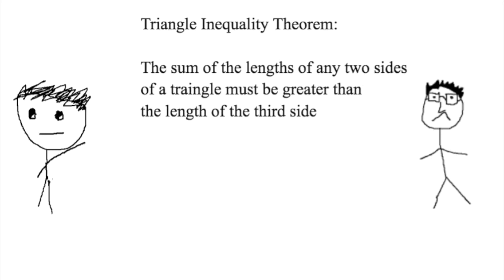Alright, so there's only one theorem. Easy. The triangle inequality theorem. The sum of the lengths of any two sides of a triangle must be greater than the length of the third side. Kind of self-explanatory, but let's give an example, alright?